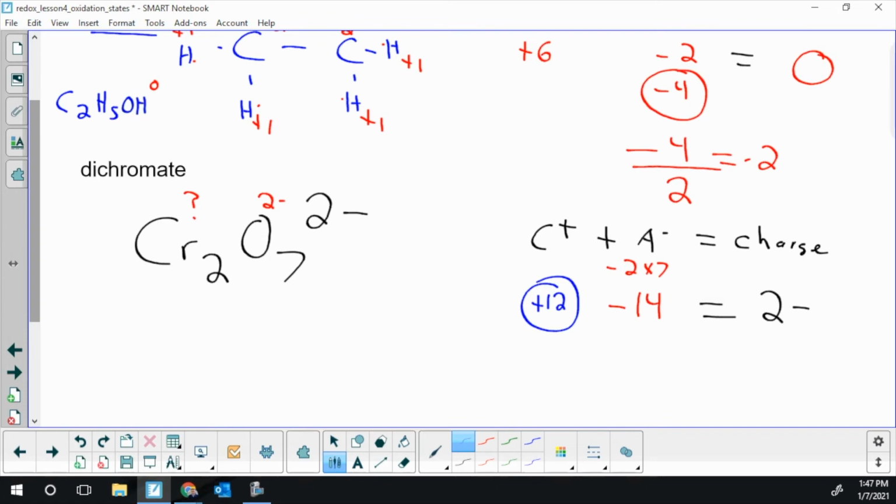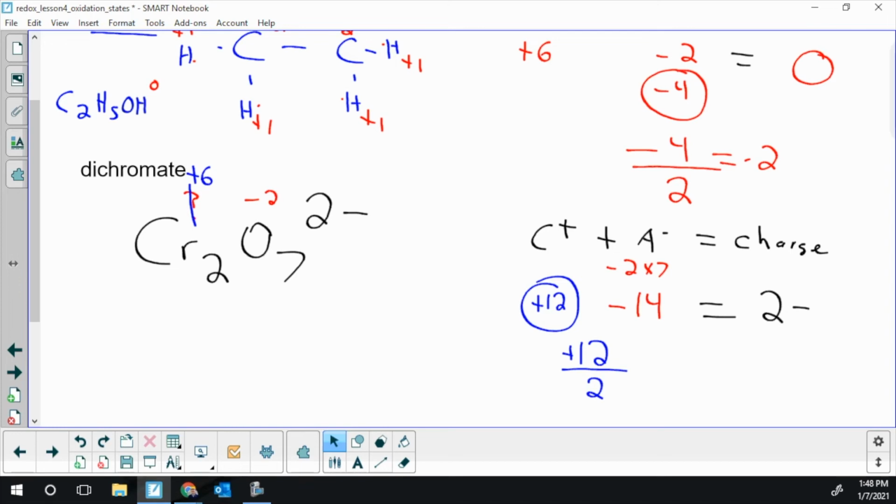We've got 2 chromium again, so that plus 12 has to be split over our 2 chromium. So we don't have a question mark there anymore. We have plus 6. Each chromium is plus 6. The 2 of them together is plus 12. And we've solved all our oxidation numbers, plus 6 and minus 2. Oh, I did mess up. Just that oxygen is written the wrong way around. It's an oxidation number, so I needed to put the charge first.